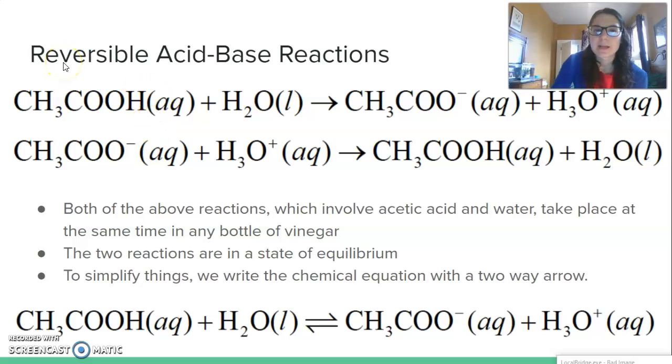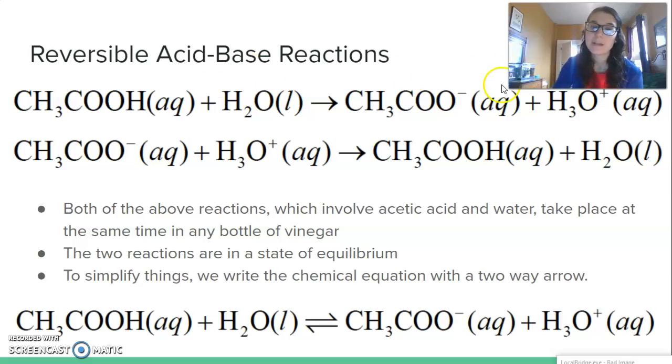We also have reversible acid-base reactions, and we've especially seen this with our weak acids and weak bases. Both of these reactions above involve acetic acid, which is CH3COOH, and water. And they take place at the same time in any bottle of vinegar. If you have a little bottle of vinegar, some of the acetic acid reacts with water to produce CH3COO-, the conjugate base, and water's conjugate acid.